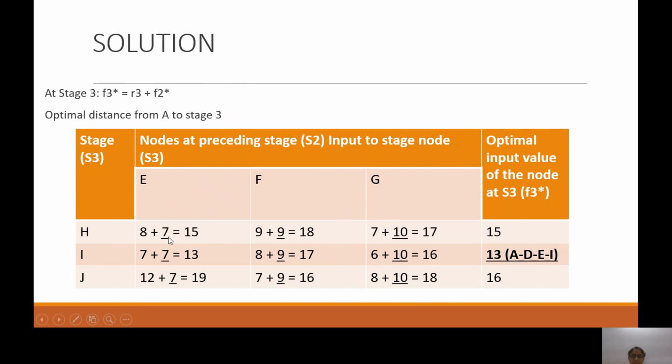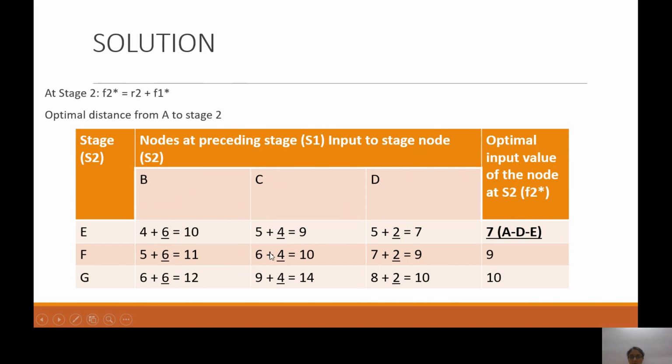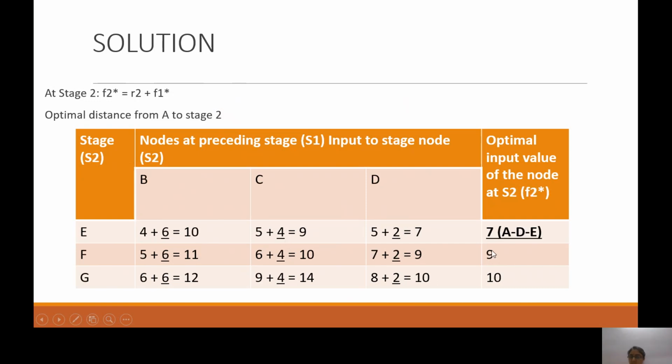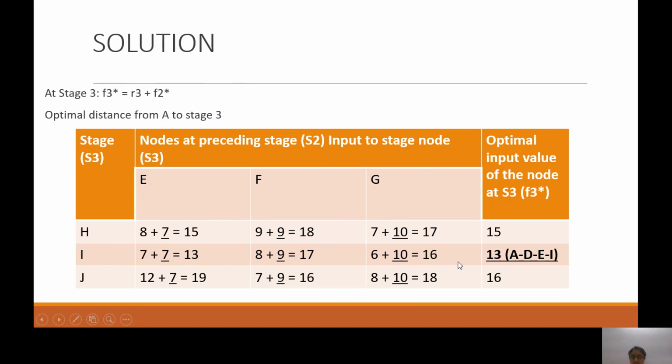So similarly, up to E, in the previous step, it was 7. So this value I consider over here, 7. So E to H, 7 plus 8, E to I, 7 plus 7, E to J, 7 plus 12. These are my values. For F, your minimum value was 9, which I've taken from the previous table. So F to H, 9 plus 9, F to I, 8 plus 9, F to J, 7 plus 9.